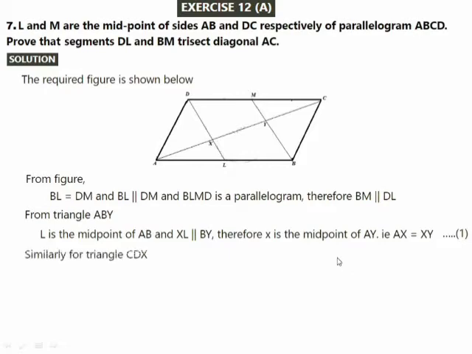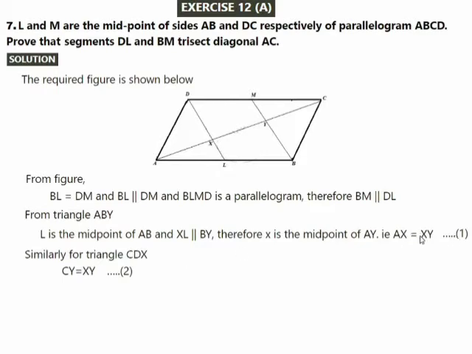Now we'll observe triangle CDX. M is the midpoint of CD, and MY is parallel to DX. If these two are parallel and this is the midpoint, then obviously Y has to be the midpoint of this particular side. So we say CY is equal to XY in the same manner.